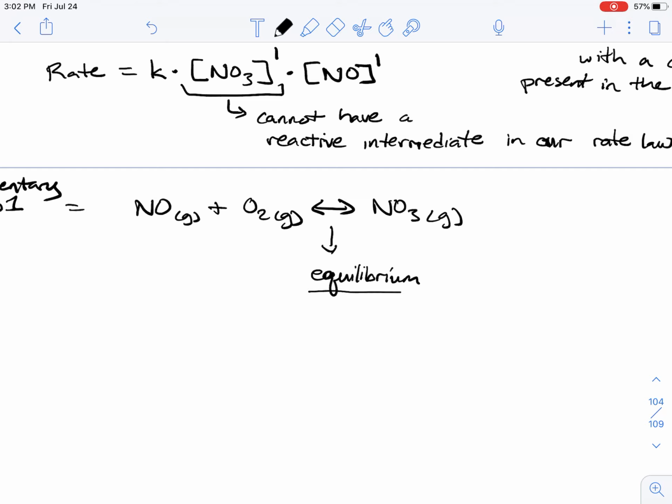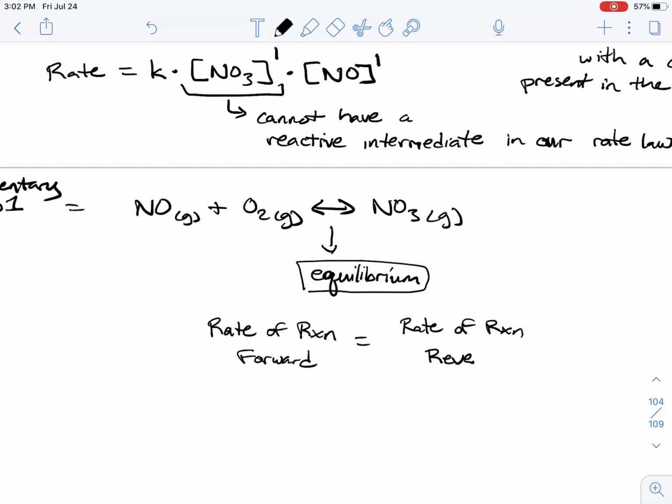so an equilibrium in a chemical reaction can be reached when the rate of reaction of the forward direction is equal to the rate of the reaction in the reverse direction.